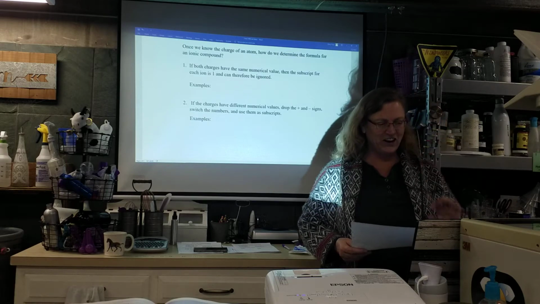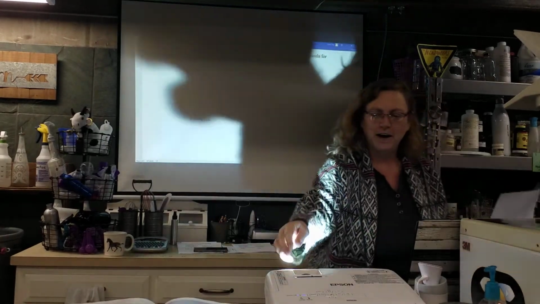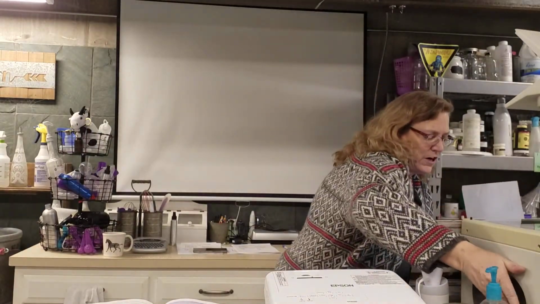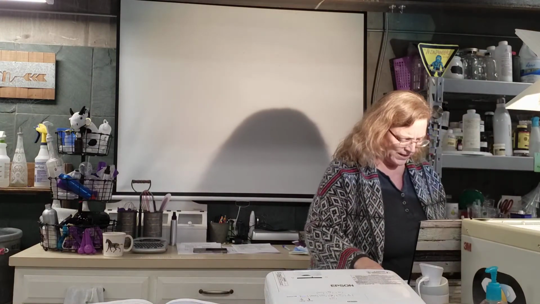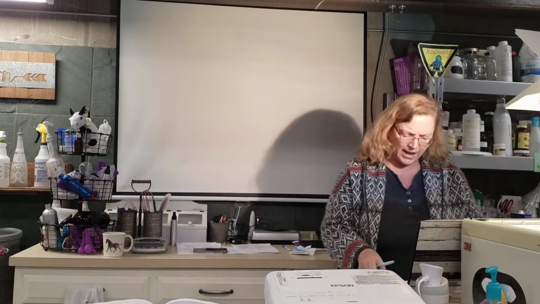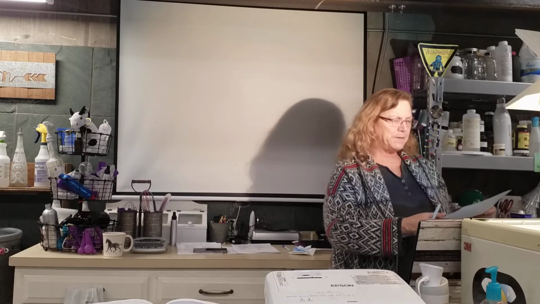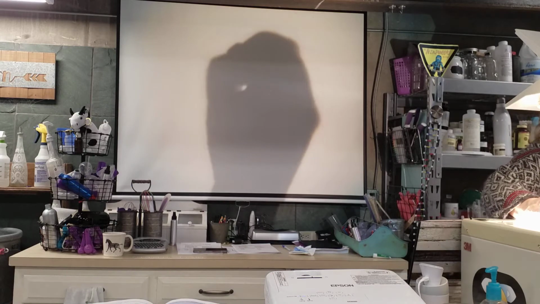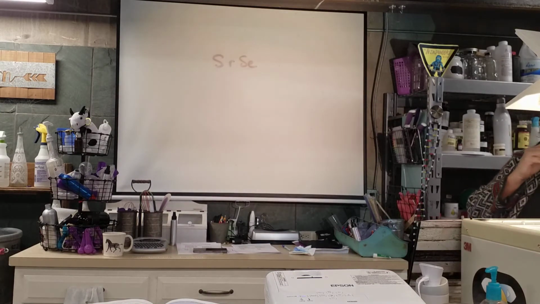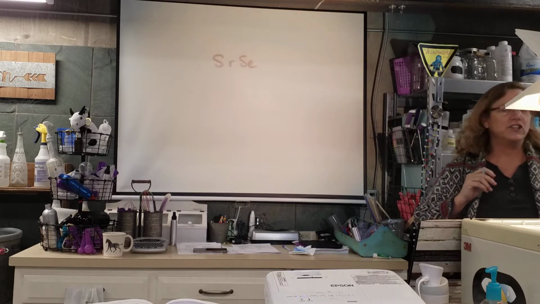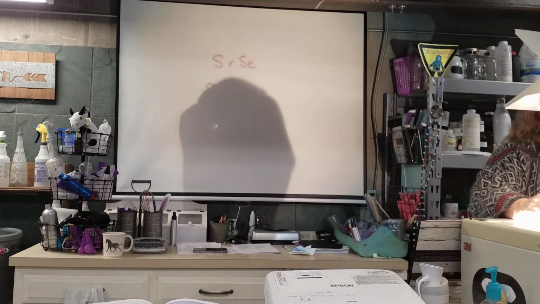Okay, so let's review from last week where we did if both charges have the same numerical value. Okay, let's do an example. Let's do strontium selenide, some unfamiliar chemicals. Strontium selenide. All right, look at your table of ion charges, and you will see that strontium has a 2 plus.